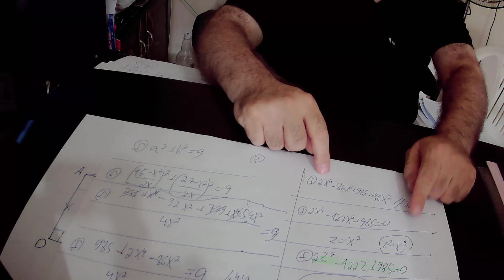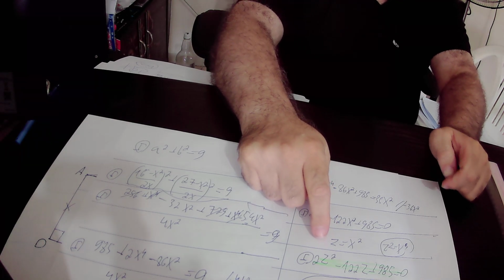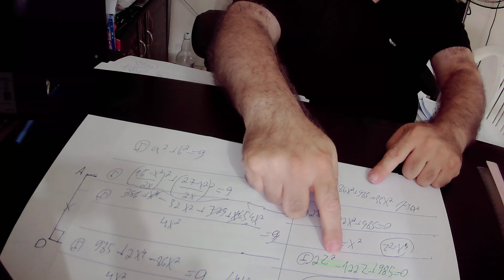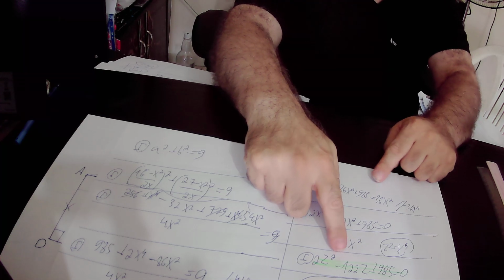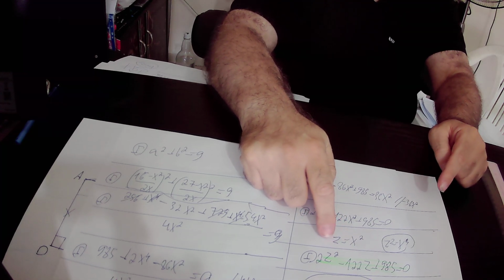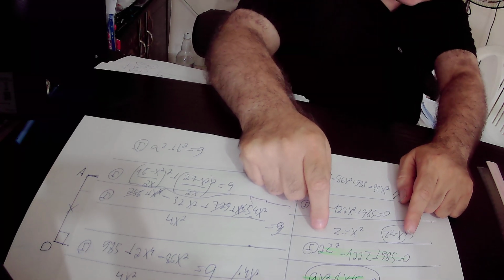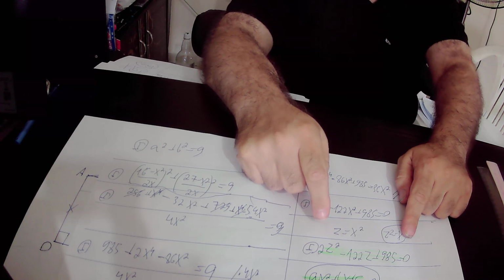Therefore, this expression will be equal in total to 2 times z squared minus 122 x squared. X squared equals z, so we substitute x squared by z, plus 985 is equal to 0. So we have here a quadratic equation: 2z squared minus 122z plus 985 equals 0.